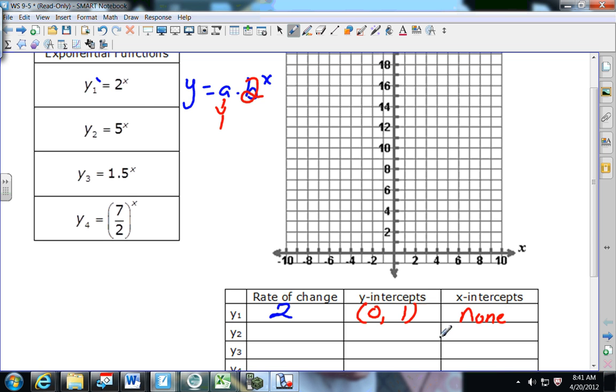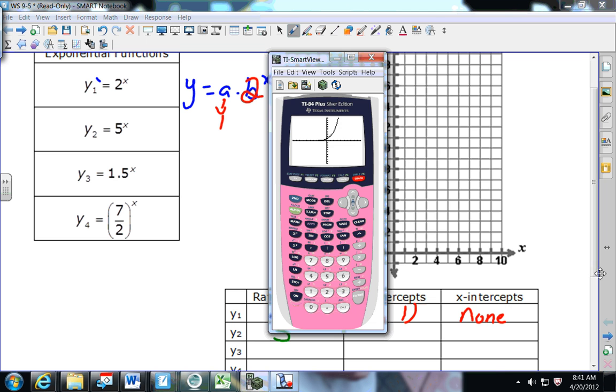Okay, so there is none. It just keeps going. I'm not going to go into it. Basically, the X-intercept is what's called an asymptote. Okay? The next one right here, what is the rate of change? 5. And when you put that in the calculator again, you go in here and you put 5 to the X power.